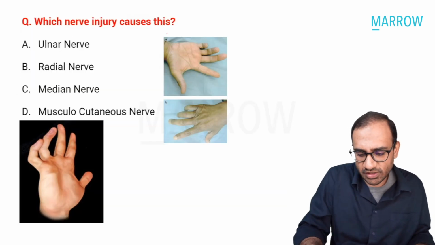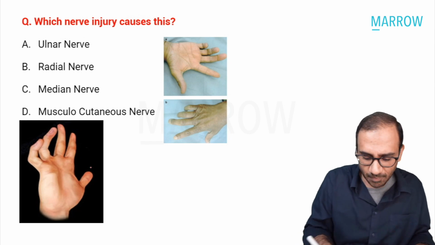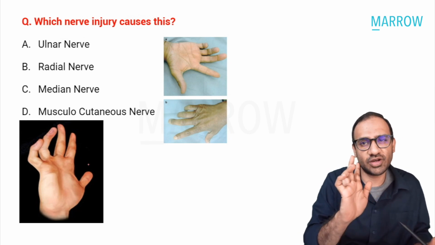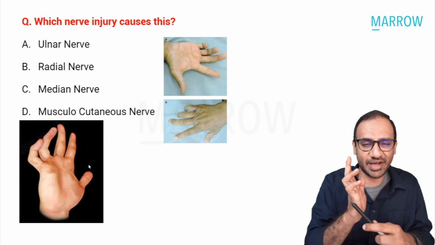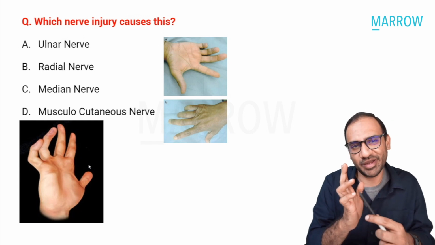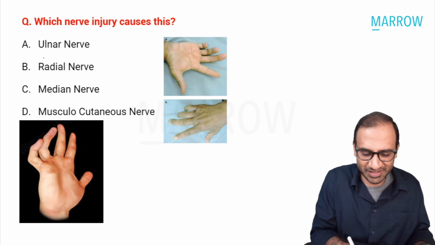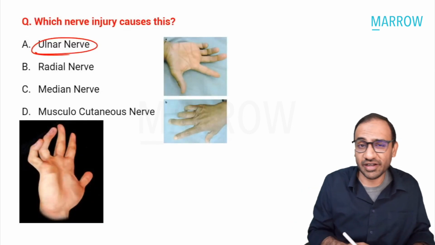Which nerve injury causes this? It was one of these images. Now, obviously, you know what this is. This is your partial clawing of the hand, because there is hyperextension at the MCP and flexion at the PIP and DIP of fingers number 4 and 5. The answer here is ulnar nerve. I don't know why you would get confused here.